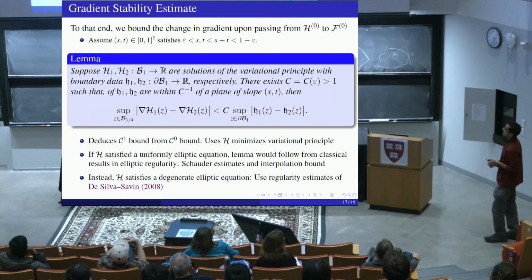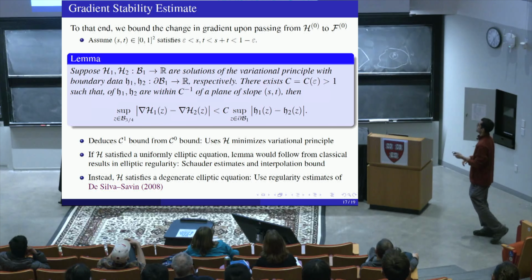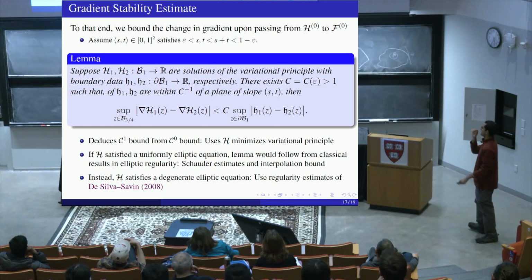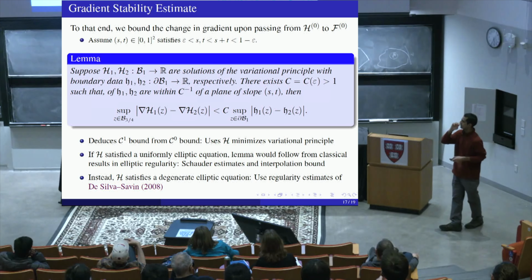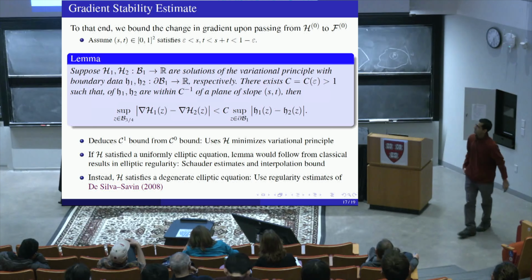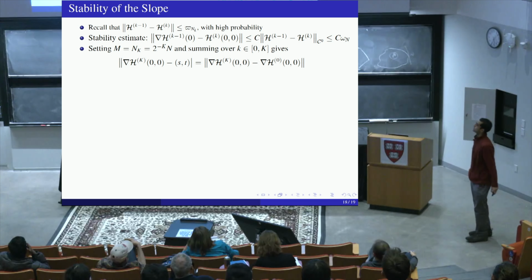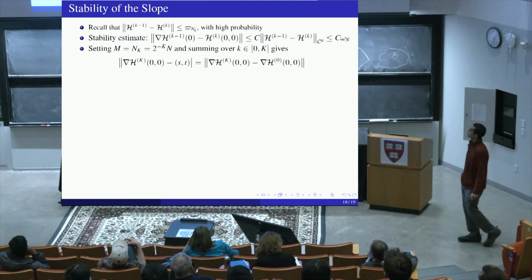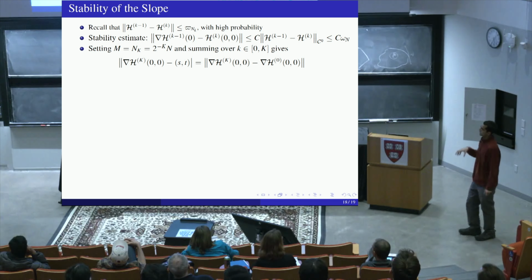Now, the problem that you actually have is that h satisfies a degenerate elliptic equation. This equation is not strictly convex, so you have to use some regularity estimates that are somewhat more recent, not 60 years old by this point, but fairly 15 years old, by De Silva and Savin, in order to prove this lemma. Now you imagine that you have a lemma like this. Now we can start to make sure that the gradient is stable, that it doesn't change too much as I decrement the scale.